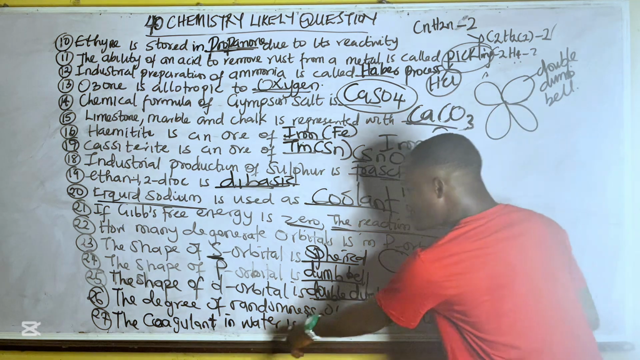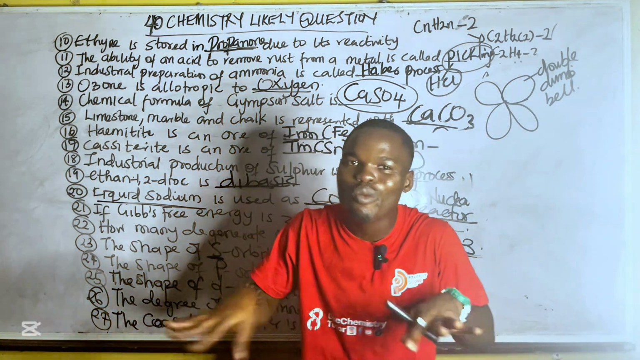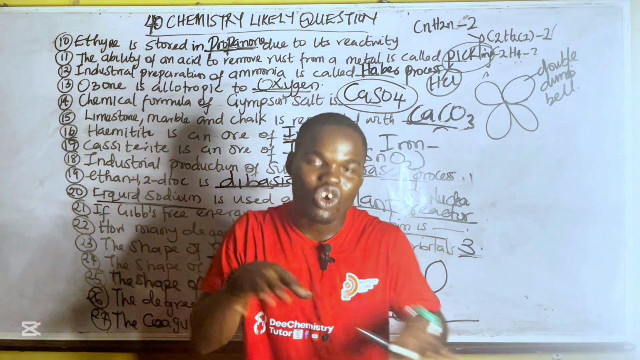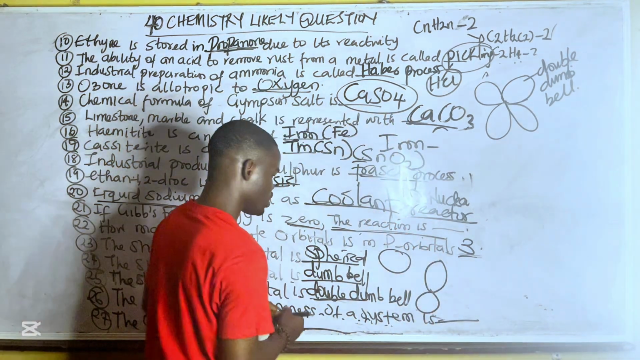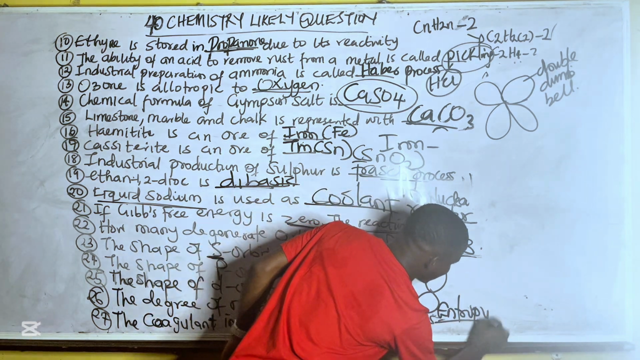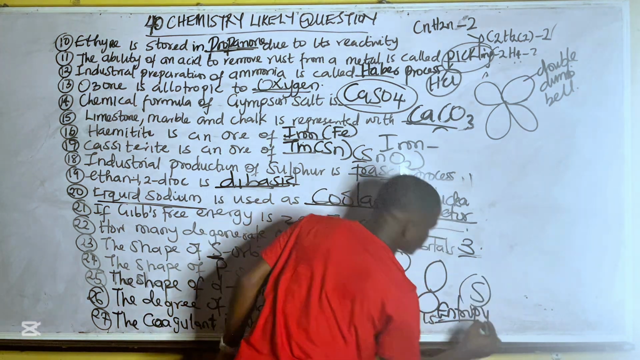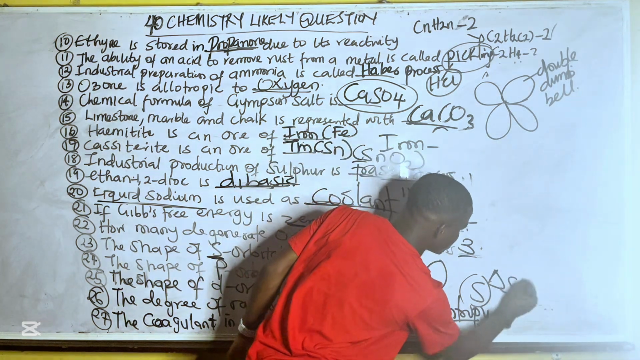Now, the degree of randomness of a system, how disorganized a system is, is called entropy. And it is denoted with S when we talk about entropy change.